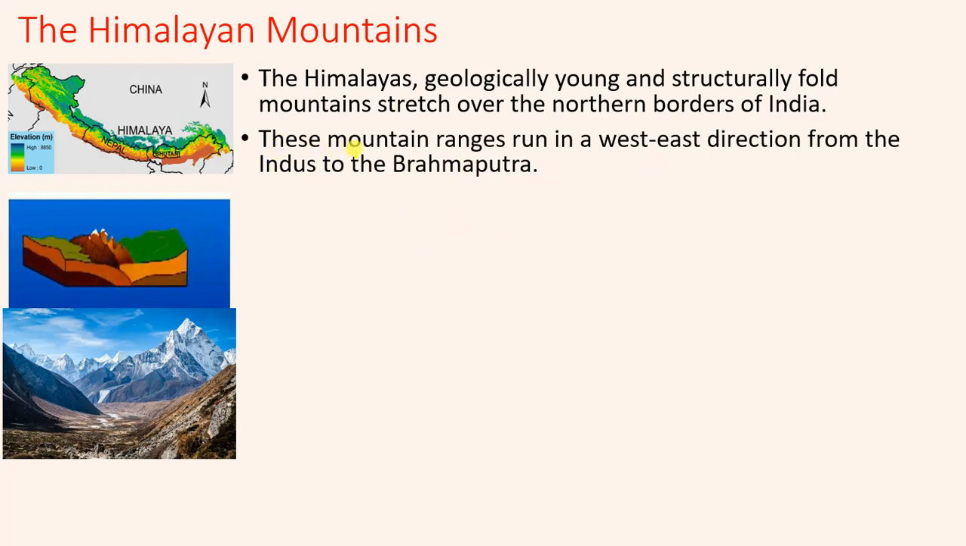The mountain range runs in west to east direction from the Indus to Brahmaputra river. From the Indus to Brahmaputra, this side means Indus river is making the boundary from the west side, and the Brahmaputra river is making the boundary from the east side of this Himalayan mountain.